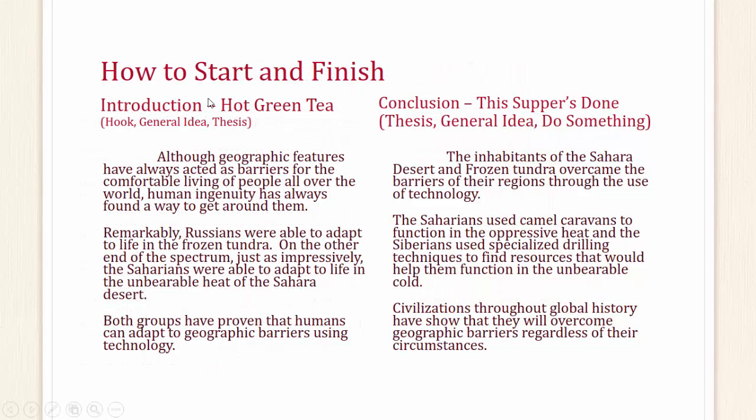Now, how to start and finish. Look, just to review, hot green tea. Hook. It's not that great, but whatever. General idea. Russians, tundra. Saharans, Sahara Desert. Thesis, my main point, yeah, they were given barriers, but they used technology to overcome it. Conclusion, same thing, just in reverse order. Main point, I just said it differently, okay?